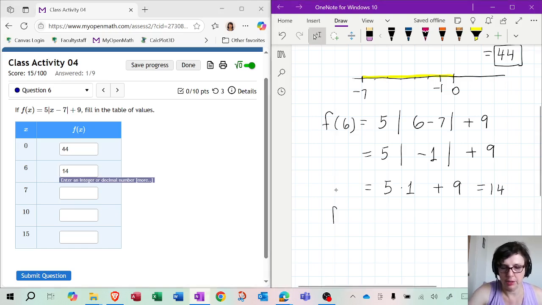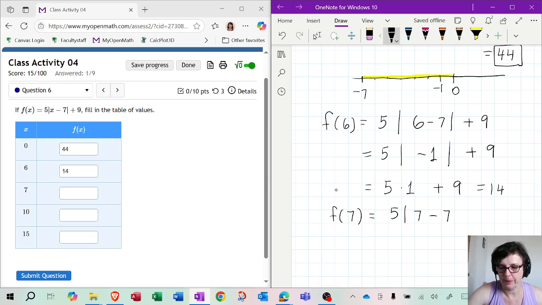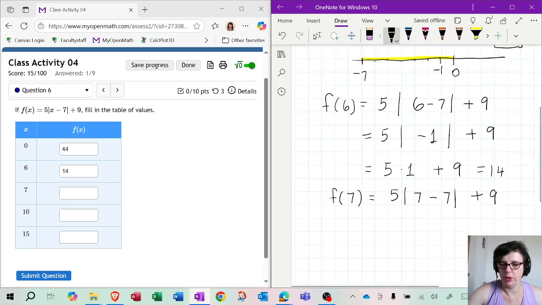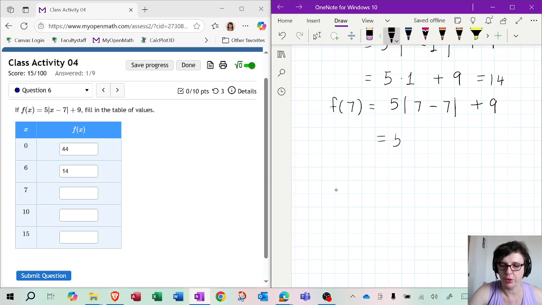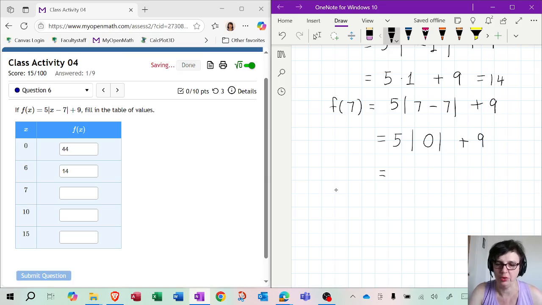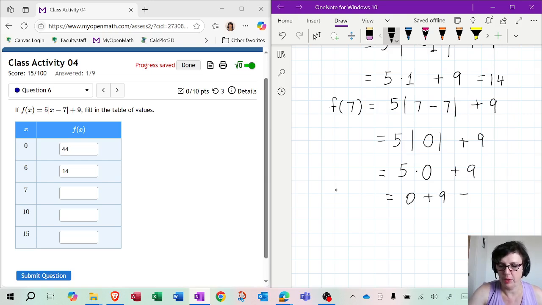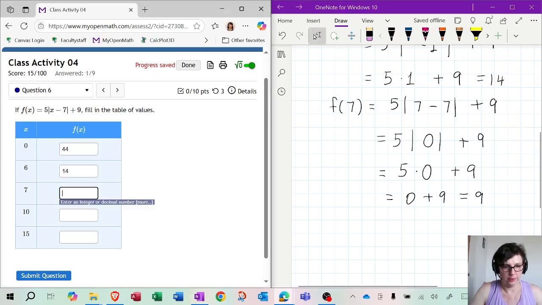The next thing is f of 7. So we are plugging 7 in for x. Again, let's figure out what is in the vertical slashes. 7 minus 7 is 0. So what is the absolute value of 0? What is the distance from 0 to 0? Well, the distance is 0. You don't have to go anywhere. You're already at 0. So the absolute value of 0 is 0. And again, multiplication takes precedence. We do that first. So 5 times 0 is 0, and then plus 9 will give me 9. So that would go here.